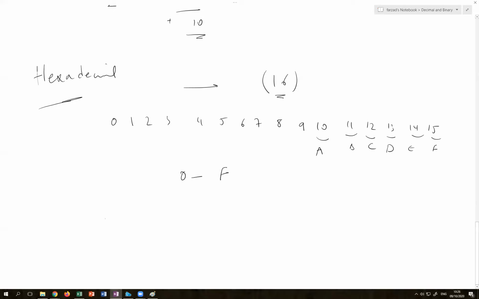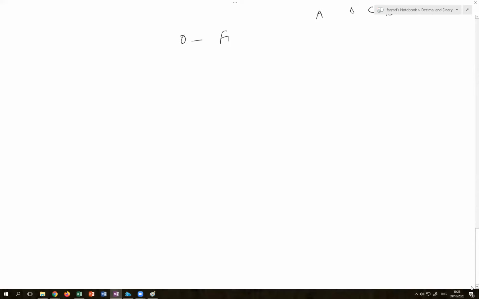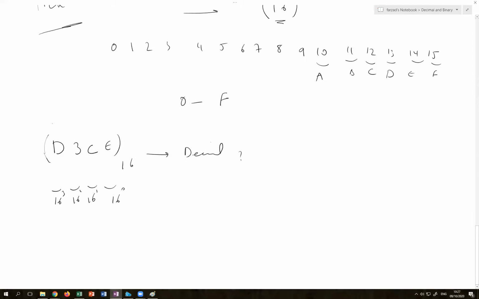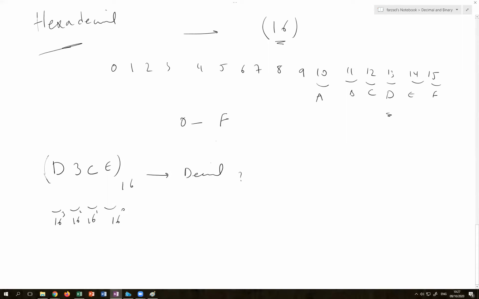As simple as that. So for example, if you have a number, let me scroll down a bit. If you have a number, for example, I have D, 3, C, and E. This is in base 16. I want to convert it to what? To decimal. How can I do that? Look guys, I told you the first place is always base to the power 0, second place base to the power 1, base to the power 2, base to the power 3. So what is D? D is what? As you see here, D is 13.